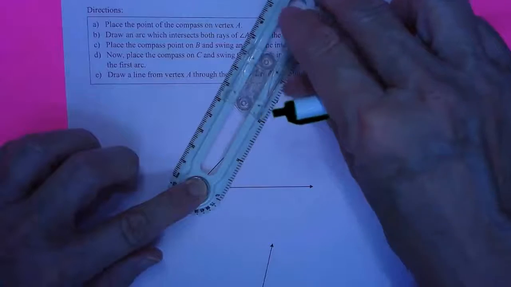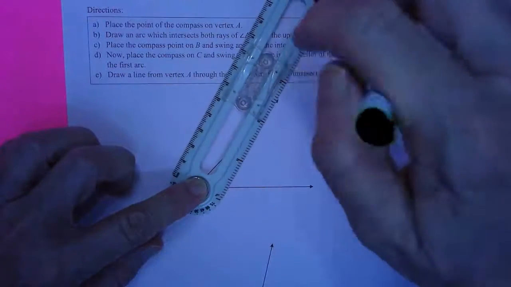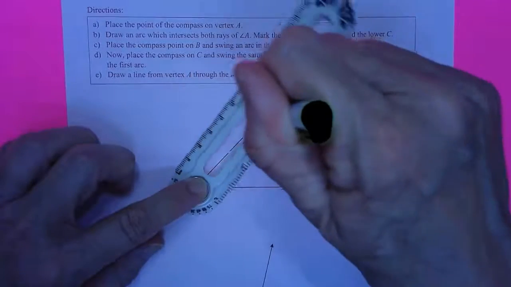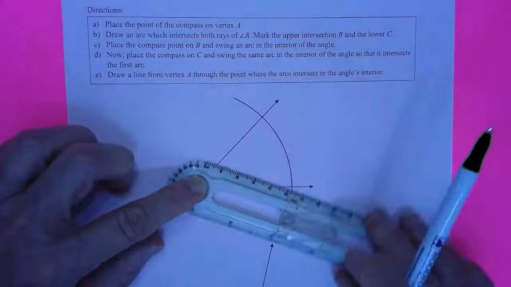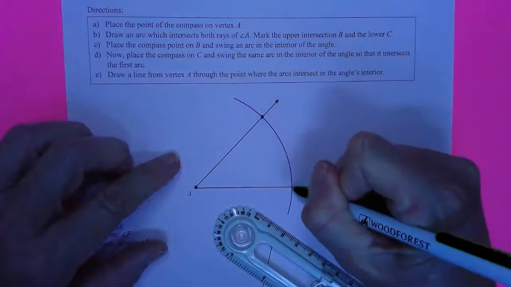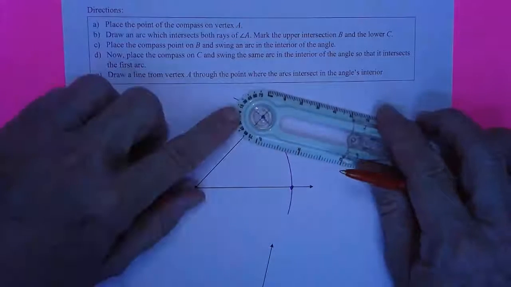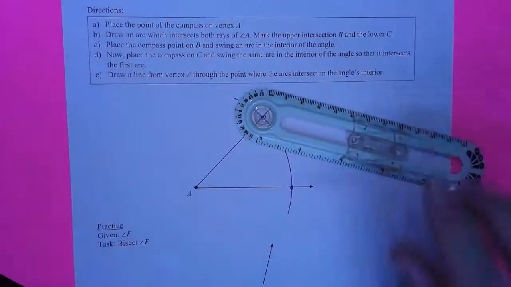I'm going to swing a large arc that goes through both rays of angle A. From there, I'm going to scoot down to these two intersecting points of the arc with the angle. Swing two more smaller arcs in the interior of the angle.